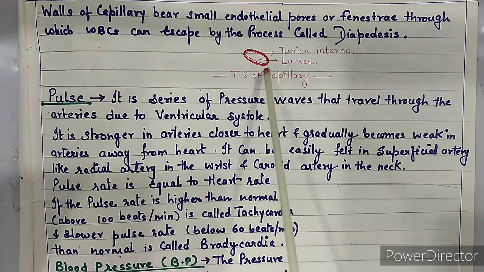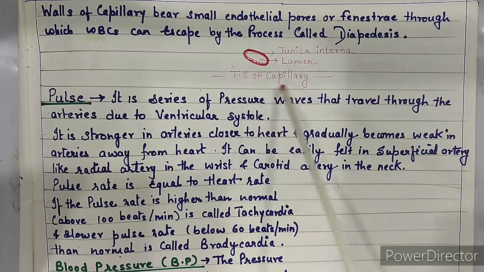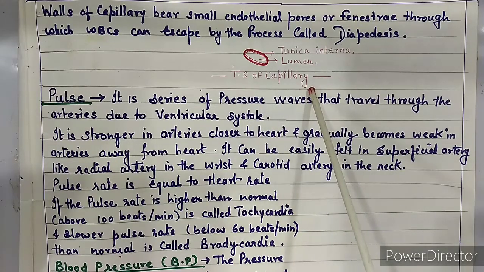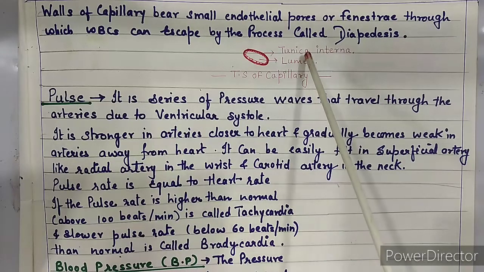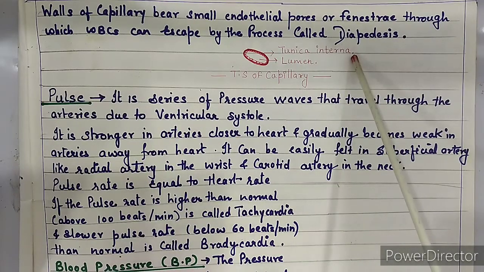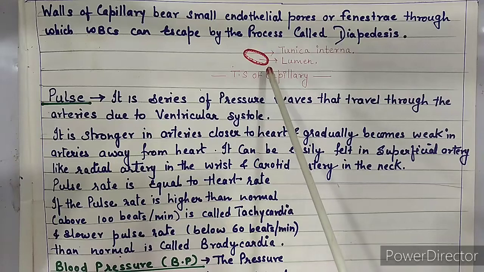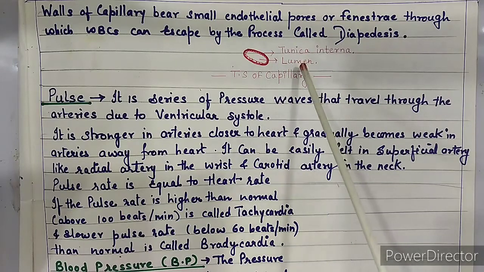Look here children, the transverse section of a capillary. This time the transverse section is not showing 3 layers. It is just showing a very thin, sleek single layer, that is the tunica interna. The lumen is also very small, and this tunica interna is made up of very small squamous epithelial cells which sit on the basement membrane, right?